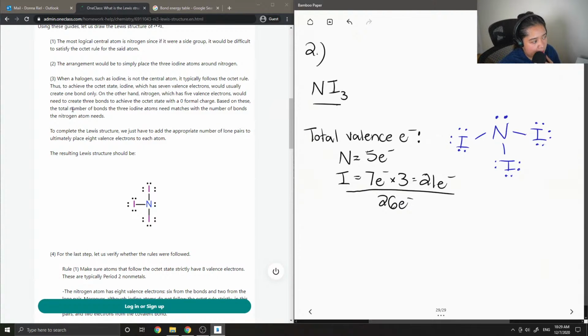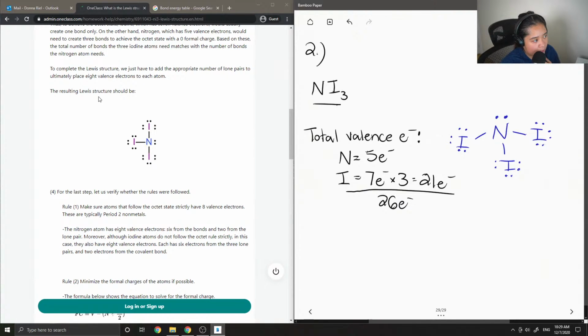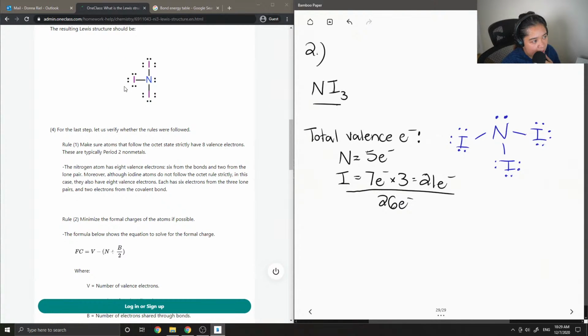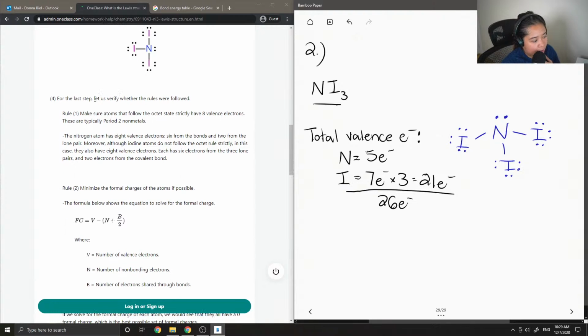Based on these, the total number of bonds the 3 iodine atoms need matches the number of bonds the nitrogen atom needs. To complete the Lewis structure, we just have to add the appropriate number of lone pairs to ultimately place 8 valence electrons on each atom. Okay, so they got the same Lewis structure I had as well. For the last step, let us verify whether the rules were followed.